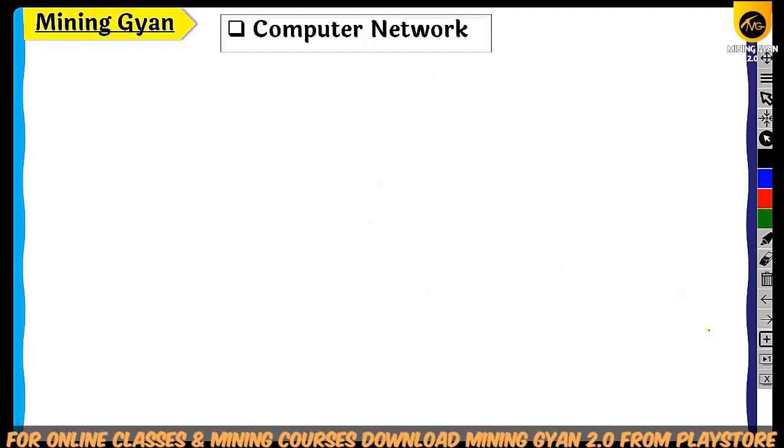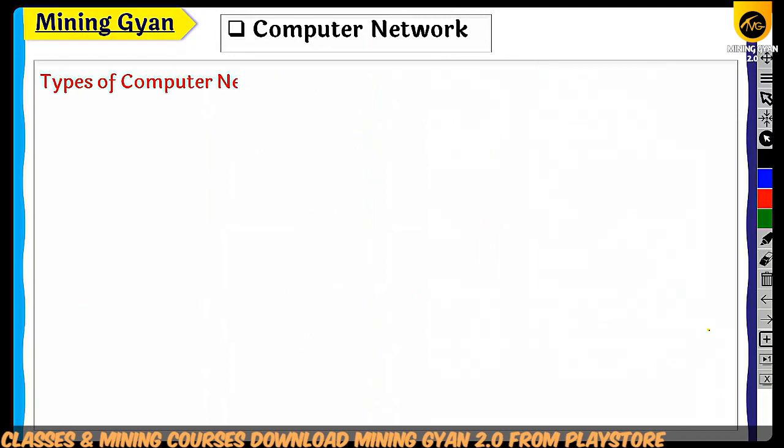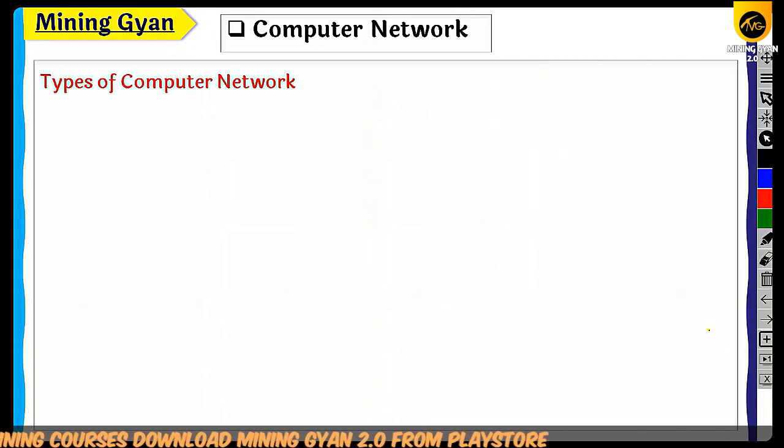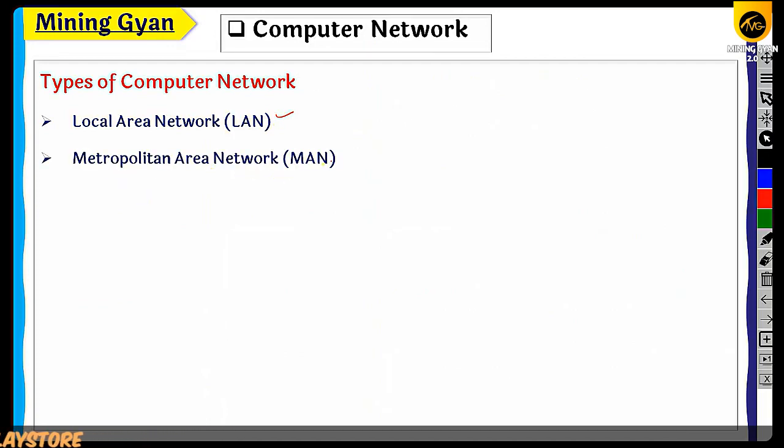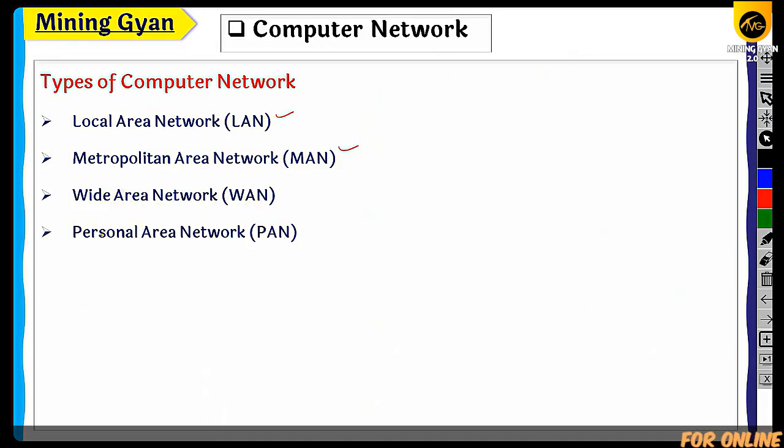I have already said what a computer network is and which types of devices are used in a computer network. Now, the types of computer network: how many types are there? Some types of computer network are LAN, MAN, WAN. The first one is the local area network, that is called LAN. The second one is the metropolitan area network, that is the MAN. The third one is the wide area network, WAN. And the last one is the personal area network, that is PAN. So these are the four most important types of computer network: LAN, MAN, WAN, and PAN.